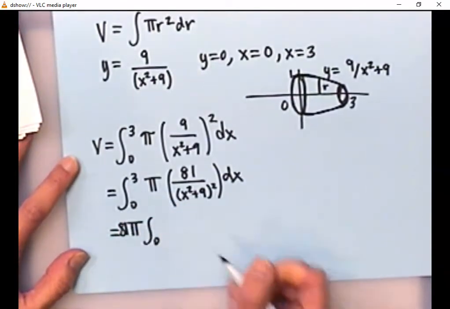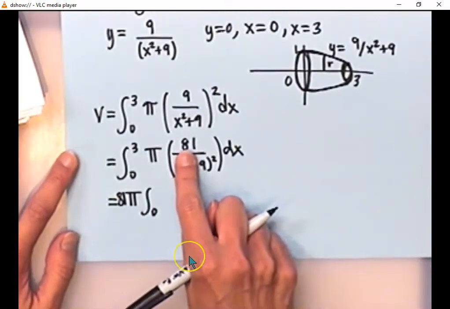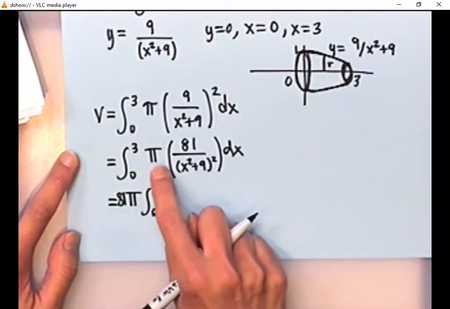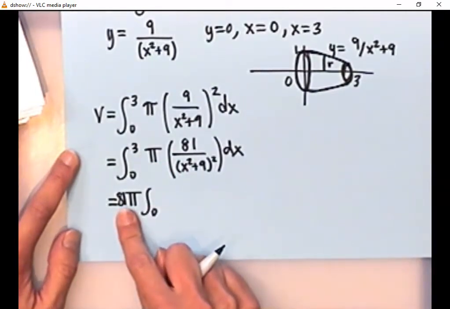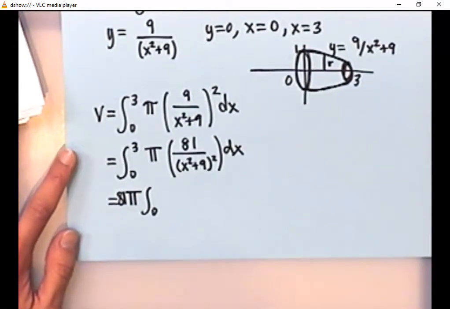Okay, so let's go ahead and pull this out. So this becomes 81 when you square the 9. So that's a constant with the pi. So it looks something like that. So 81 pi. Are you okay? No. What's wrong? I really need to see.